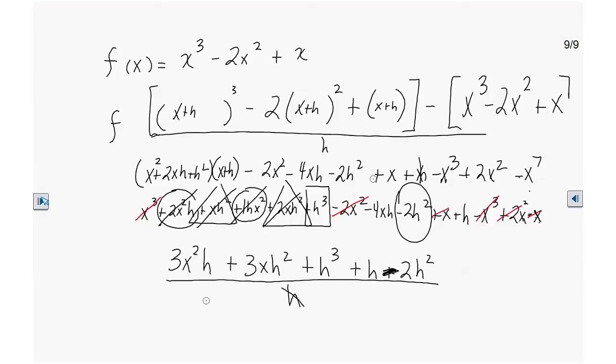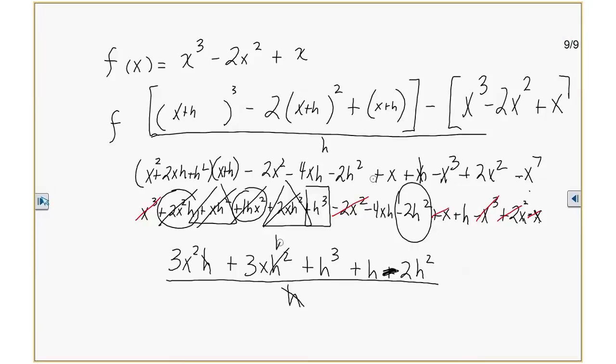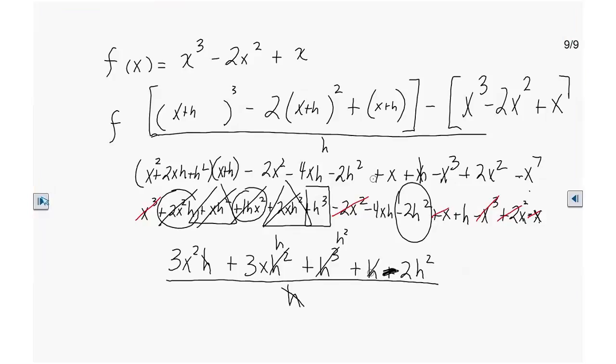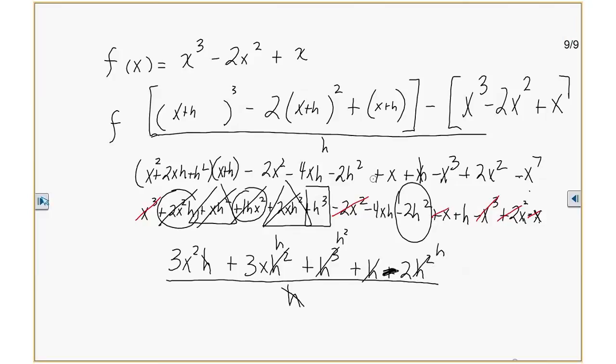H, that goes to H, that goes to H squared, that cancels, and that goes to 2H. I don't like that H right there, that bothers me. I don't think that's right, but we'll look. 3x squared plus 3xh plus h squared plus 2h.